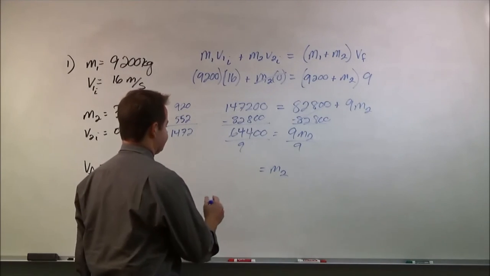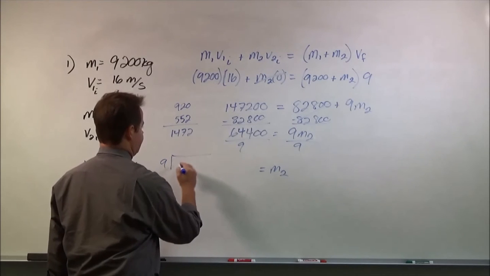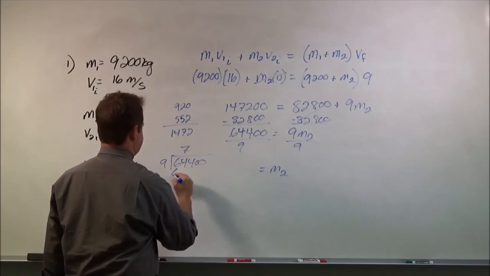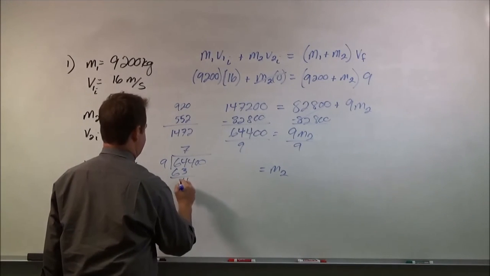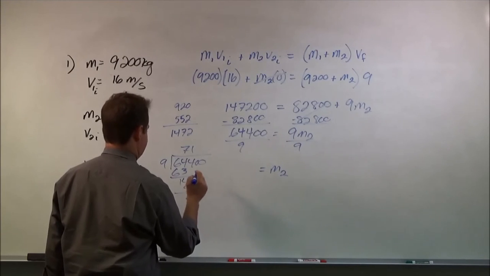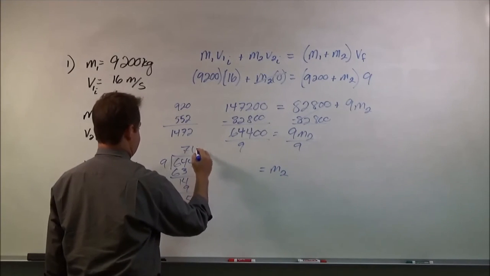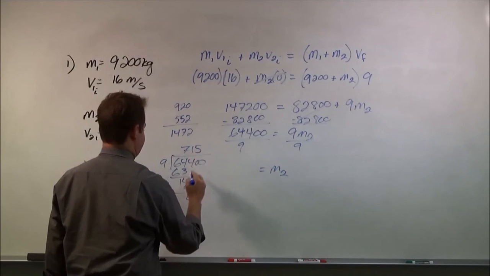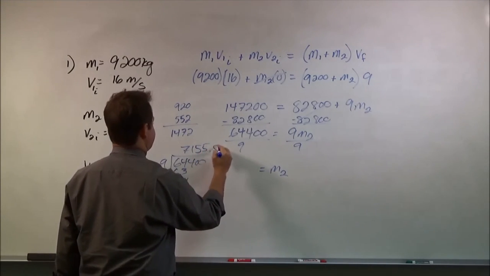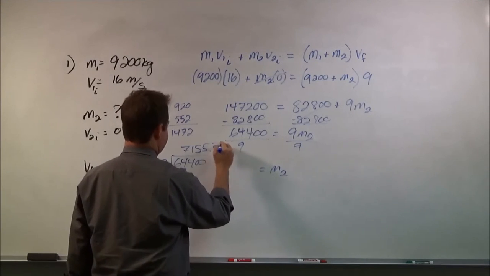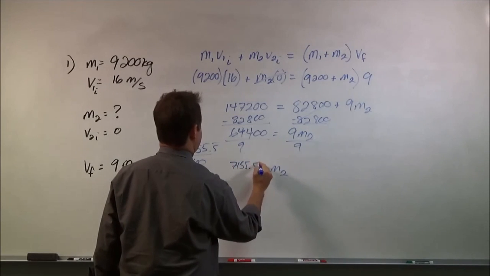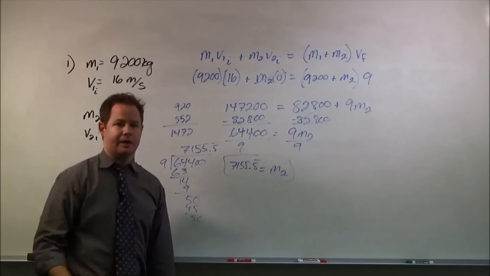So if we want to write it out, 9 into 64,400, that goes in 7 times. That goes in once. That goes in 5. So yeah, it'll be 7,155.5 repeating for the mass of your second object in this question.